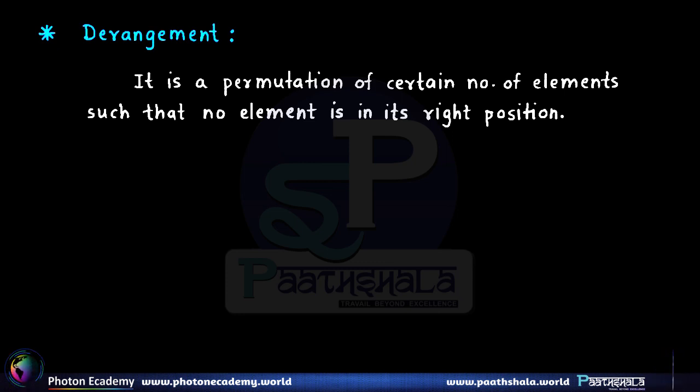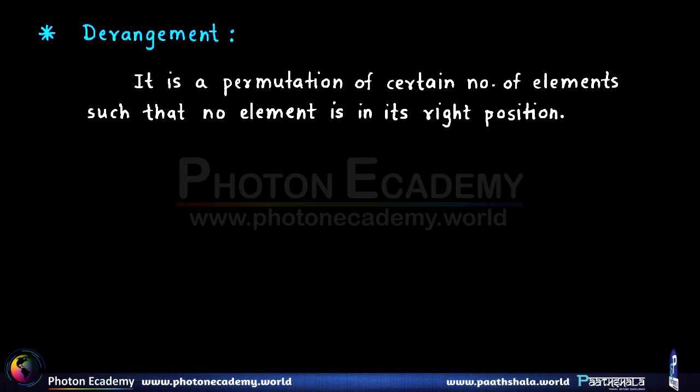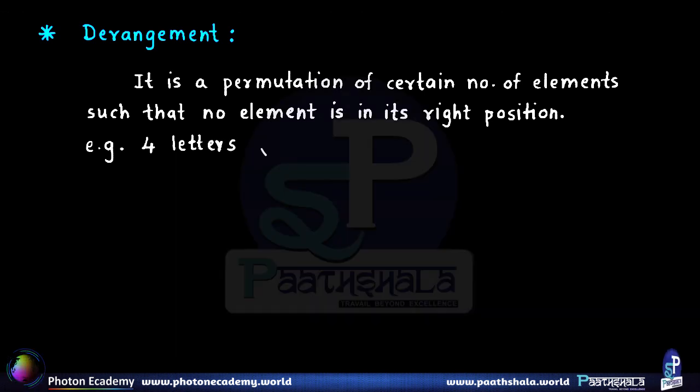Now let's learn the derangement, which is a very specific situation. That is, it's a permutation of a certain number of elements such that no element is in its right position. Let us take an example of this. Suppose we have 4 letters and corresponding 4 envelopes.